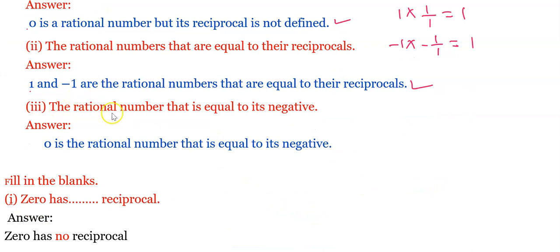Next, the rational number that is equal to its negative. 0 is the rational number that is equal to its negative. That is 0. And what about the minus of 0? That is equal to 0. Therefore, the rational number that is equal to its negative is 0.